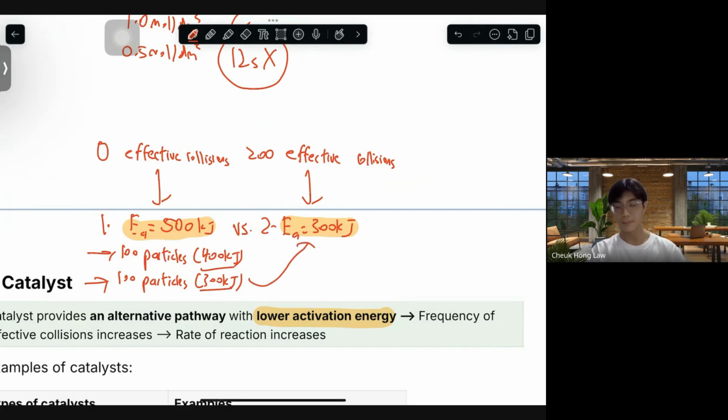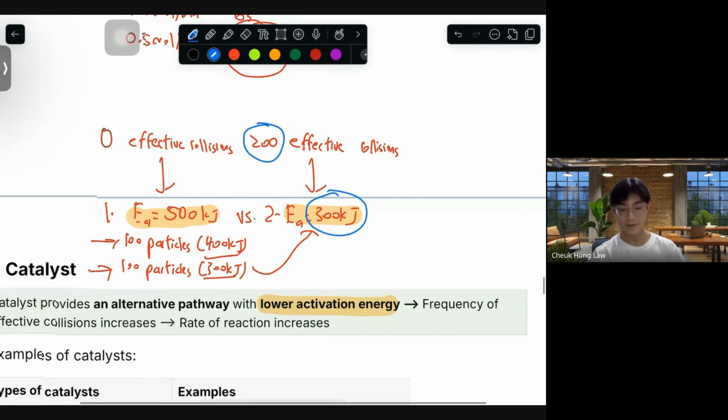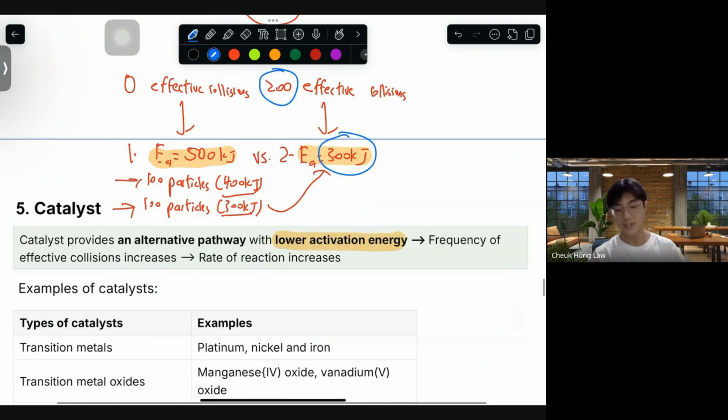So this proves the point that if my activation energy is lower, if I have 300 instead of 500, then I will have more effective collisions. Okay, so that's how I link. Lower activation energy, more effective collisions, faster rate of reaction.